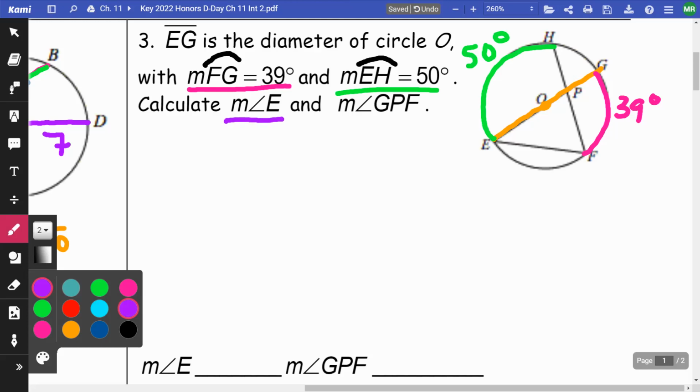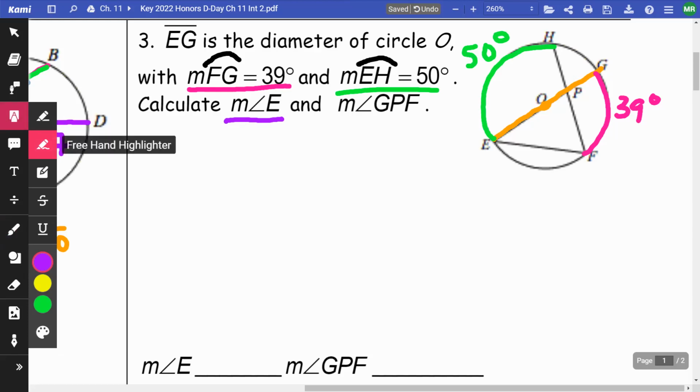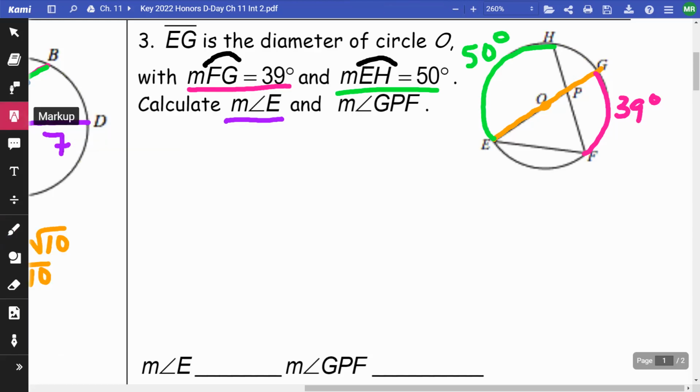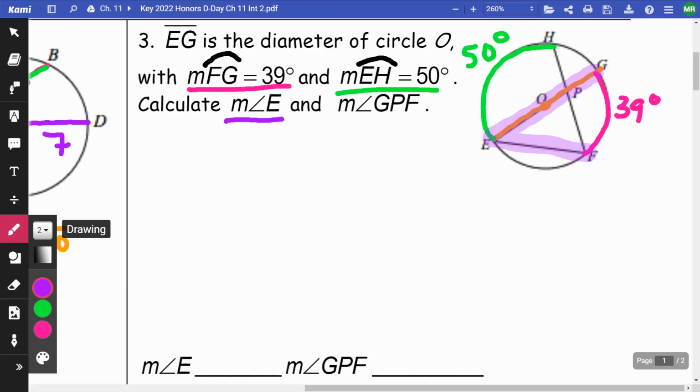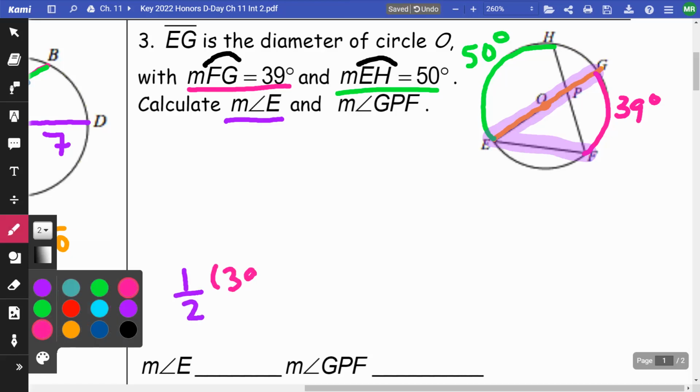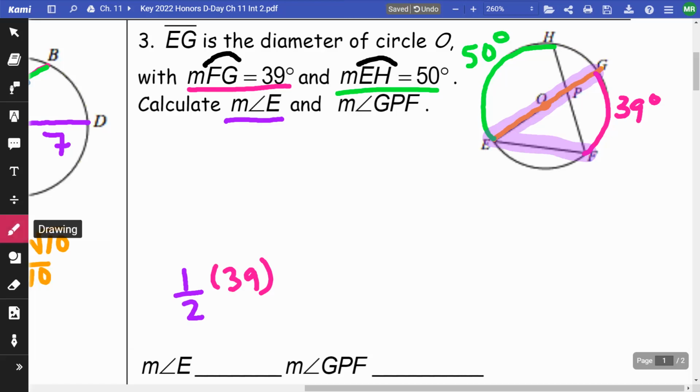So if I draw out angle E, I'm doing it in a purple highlight. So the measure of angle E is going to be this to this. And you'll notice that that is forming that intercepted arc that's 39 degrees. So this inscribed angle is going to be half of 39 degrees. And so when I take half of 39 degrees, I'm going to end up with 19.5 degrees for that angle.